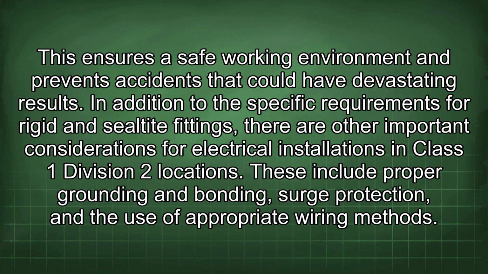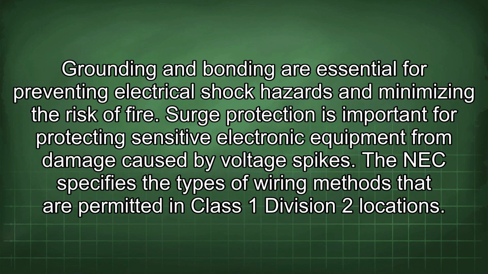In addition to the specific requirements for rigid and Sealtite fittings, there are other important considerations for electrical installations in Class 1 Division 2 locations. These include proper grounding and bonding, surge protection, and the use of appropriate wiring methods. Grounding and bonding are essential for preventing electrical shock hazards and minimizing the risk of fire. Surge protection is important for protecting sensitive electronic equipment from damage caused by voltage spikes.